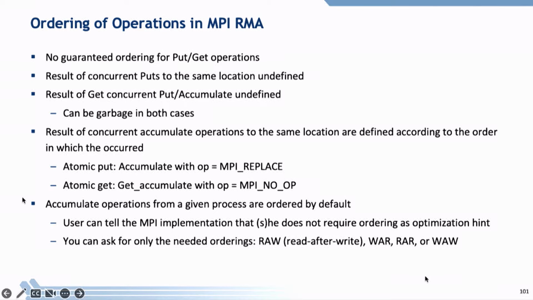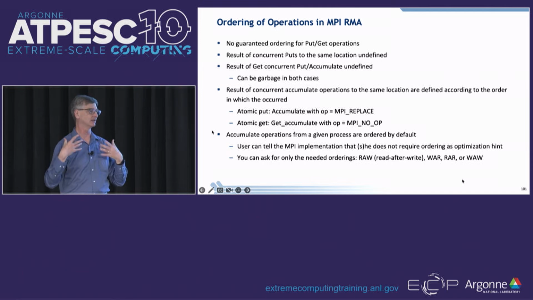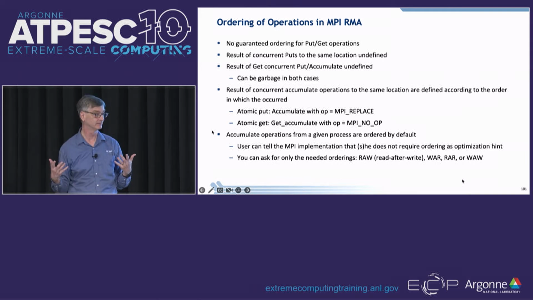The accumulate operations, though, are ordered and they are atomic. And so if you want to do a put that is atomic, you can do accumulate with MPI_REPLACE. If you want to do a get that's atomic, you do it with an op that is MPI_NO_OP. You can also, using that info, inform the MPI implementation exactly what kind of ordering you need. So that's now beyond expert tuning, but it's an example of how the info is used. And again, it's an example of the sorts of things you need to think about in the use of the one-sided operations or in shared memory.